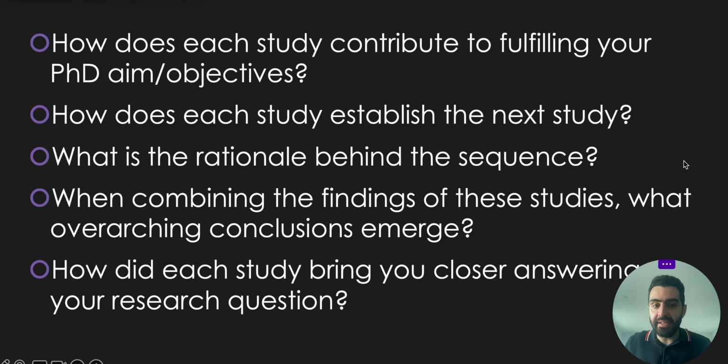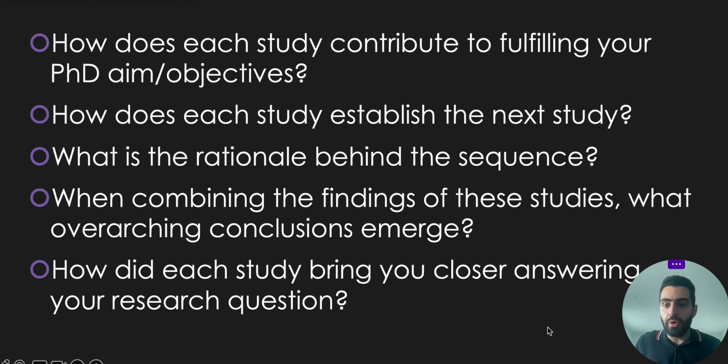And last but not least, how did each study bring you closer to answering your research questions? So you started off with an overarching PhD research question, you had some aims and objectives. You need to make it very clear how each study brought you one step closer to answering the question right until the final study. So for example, we had this research question, we didn't know much about the literature, so we had to do a literature review.